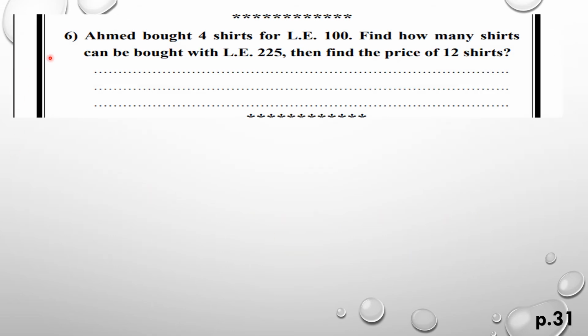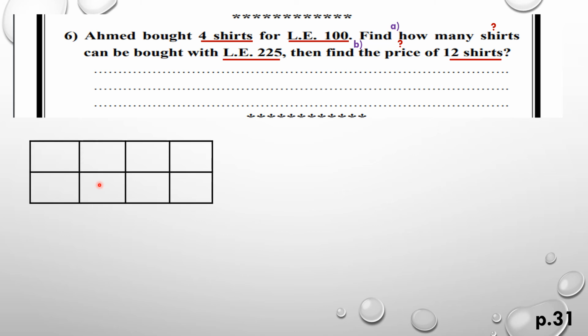Page 31, number 6. Ahmed bought 4 shirts for LE 100. Find how many shirts can be bought with LE 225. This is letter A. Then find the price of 12 shirts. This is letter B. Now we need to draw a table. Now, what are the titles? Here we have shirts and LE. I'm going to write here shirts down LE. Beside shirts, what do we have? 4. Beside LE, what do we have?